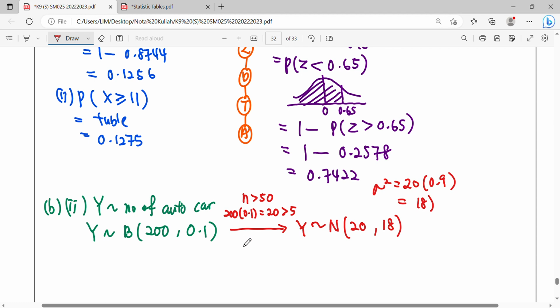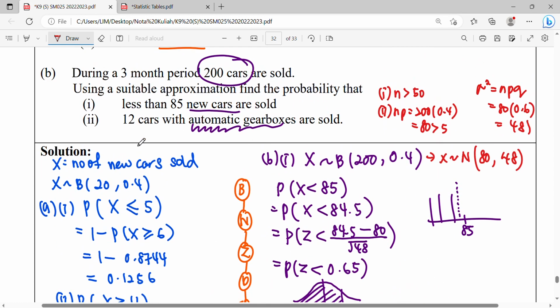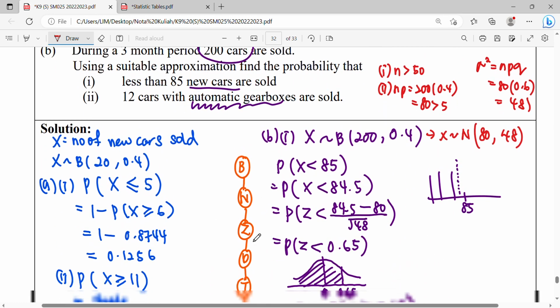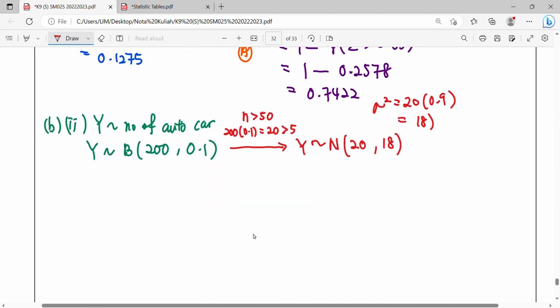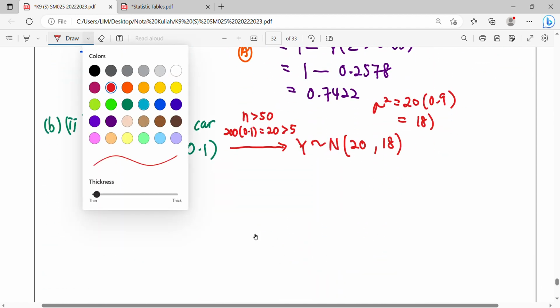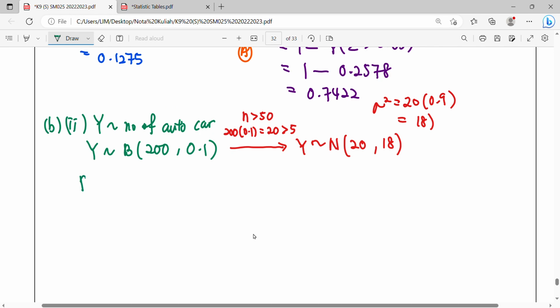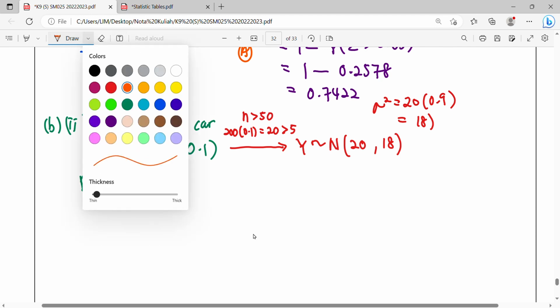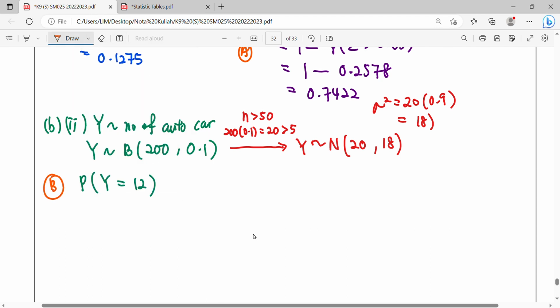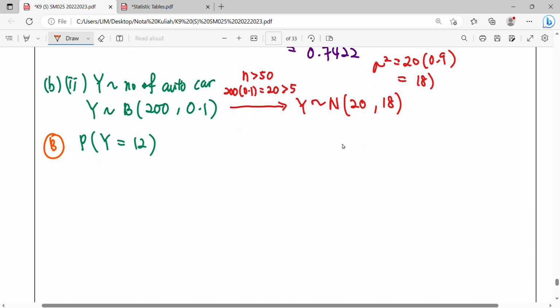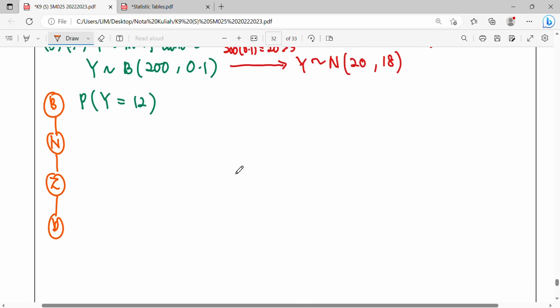So how many automatic cars? 12. 12 means exactly 12. It doesn't have at least or more than. So it means the probability for the quantity is exactly 12. So we start from binomial, again we change to normal, then we have to standardize, draw, to get the table and answer.